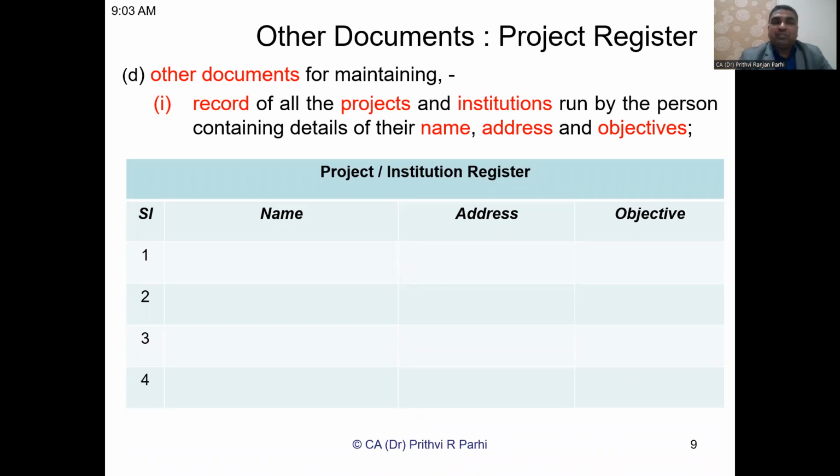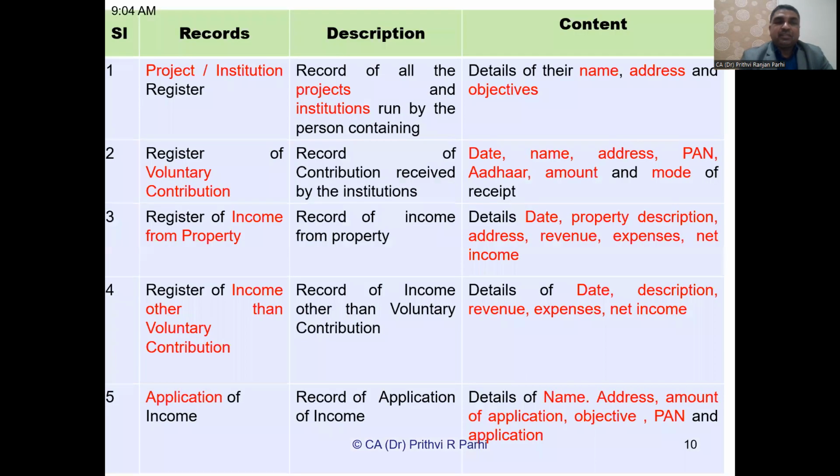A register is required to be kept. This is important. Then I'm showing you the list of records which are required to be kept. First one we discuss right now, which we can call the project or institution register, where we need to record the name, address, and objective of each project and institution. Similarly, a register of voluntary contribution is also required to be kept. This is another record where you have to record date, name, address, PAN, Aadhaar, amount, and mode of receipt. This has to be maintained with respect to voluntary contribution.